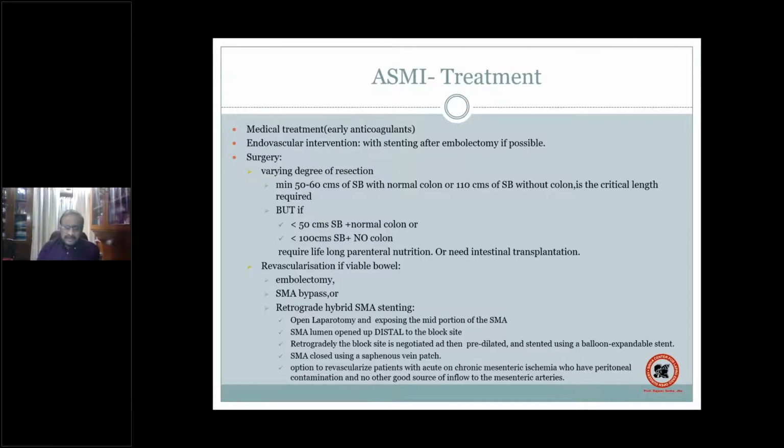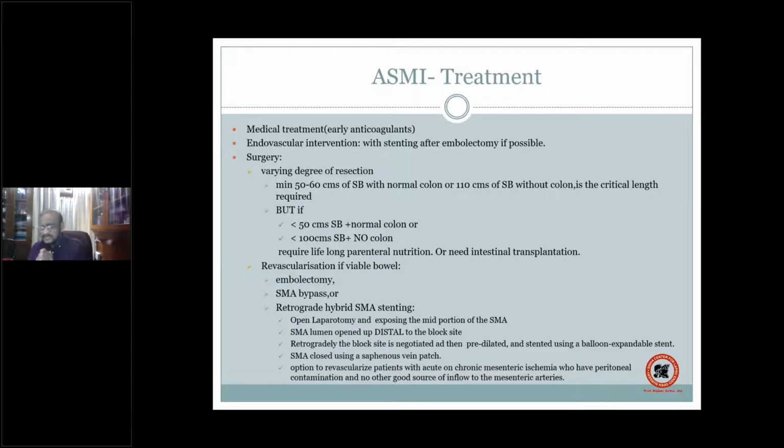The first part should have been revascularization of the viable bowel. If it is present, as said earlier, it could be done endovascularly, or by an open procedure; embolectomy can be done. But a superior mesenteric artery bypass can only be done by an open intervention. It cannot be done endoscopically as such. And retrograde hybrid superior mesenteric artery stenting can be done.